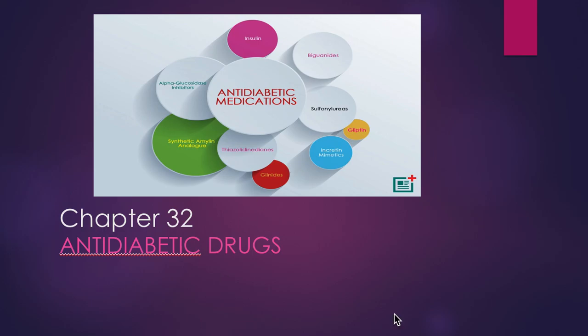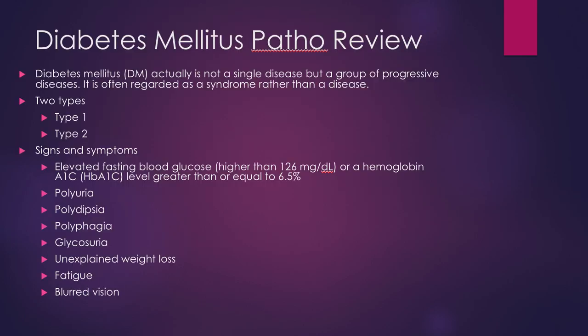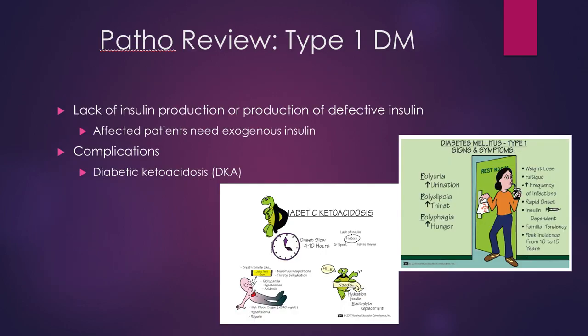All right, in this recording, we're going to talk about medications that we use to treat diabetes. So first, review your patho on diabetes. Remember, we have two basic types, type 1 and type 2. We have gestational as well. So review those if you need them. Review your signs and symptoms.